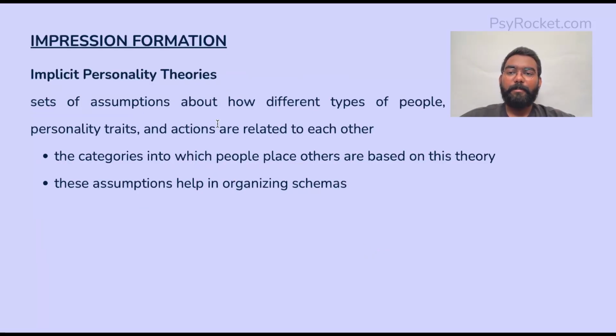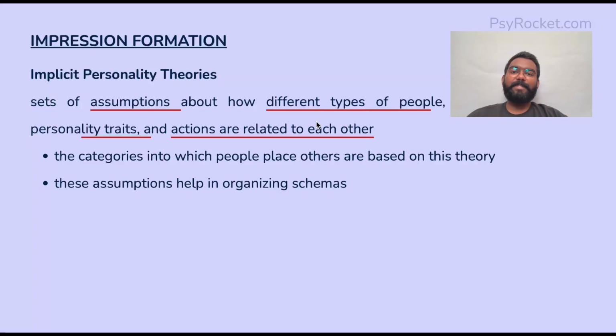Now, before understanding how impression formation works, there is a particular concept called implicit personality theories, which are sets of assumptions about how different types of people, personality traits, and actions are related to each other. Every person has a certain implicit personality theory. I have my own implicit personality theory, you have your own, and someone else has their own implicit personality theory.